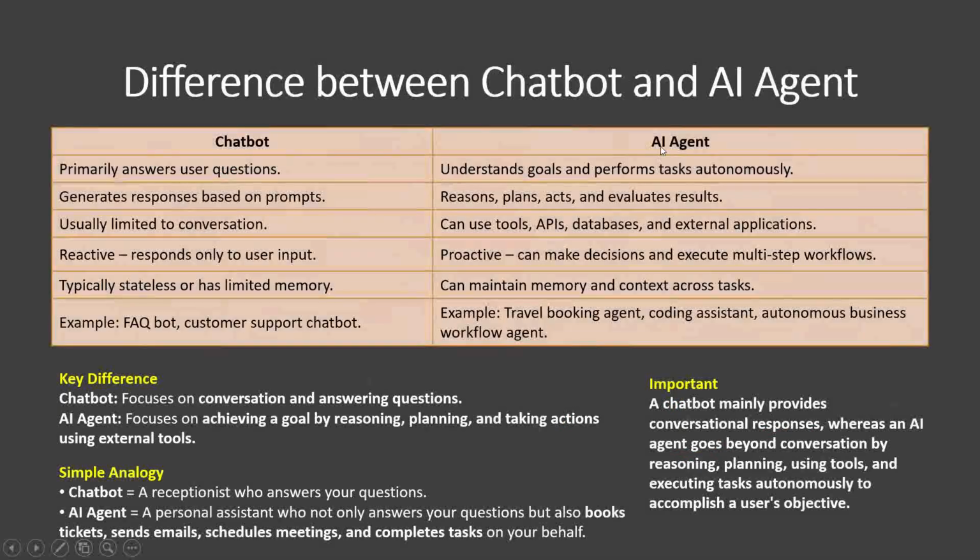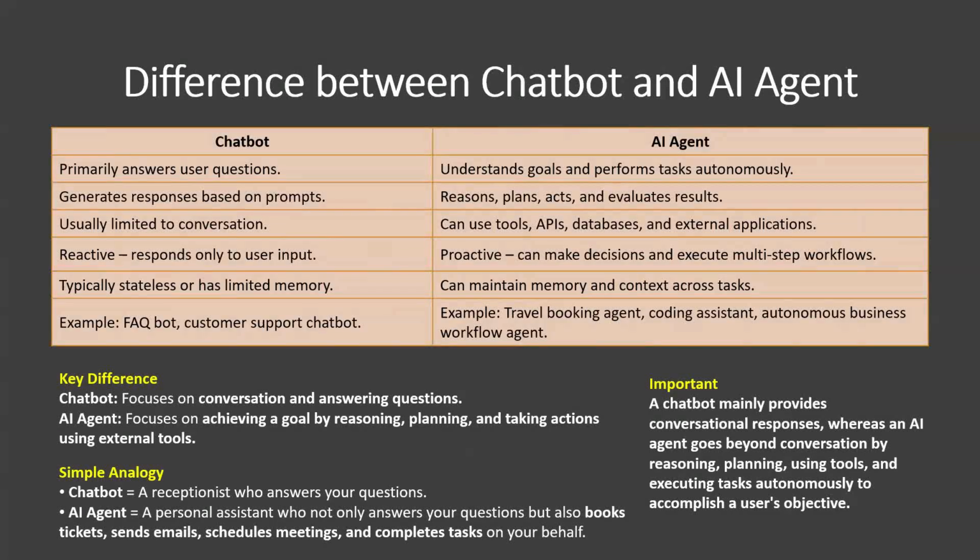Next question: the difference between a chatbot and an AI agent. So what is a chatbot? A chatbot primarily answers users' questions, but an AI agent understands goals and performs tasks autonomously. A chatbot generates responses based on prompts, while an AI agent reasons, plans, acts, and evaluates the result. A chatbot is usually limited to conversation, while an AI agent can use tools, APIs, databases, and external applications. A chatbot is reactive and responds only to user input, while AI agents are proactive and can make decisions and execute multi-step workflows.